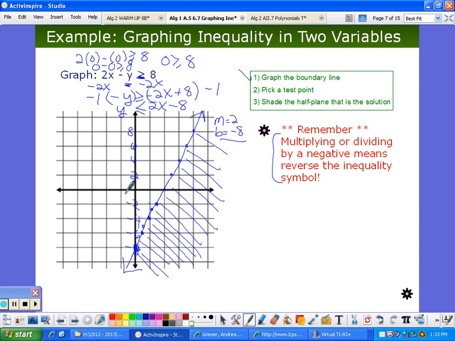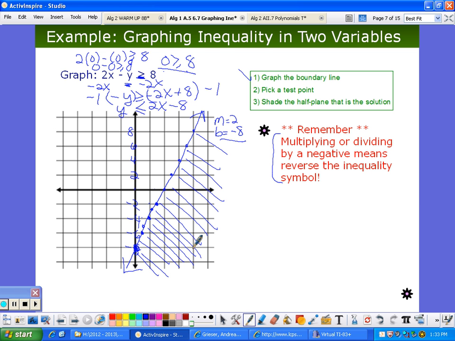Take any point you like, not on the line. I choose 0, 0 because it tends to be easy. But you can pick any point here, plug it in, and see if you get a true statement. Is this true? No. That means not a solution. They must have been on this side. So solutions are on the right side.